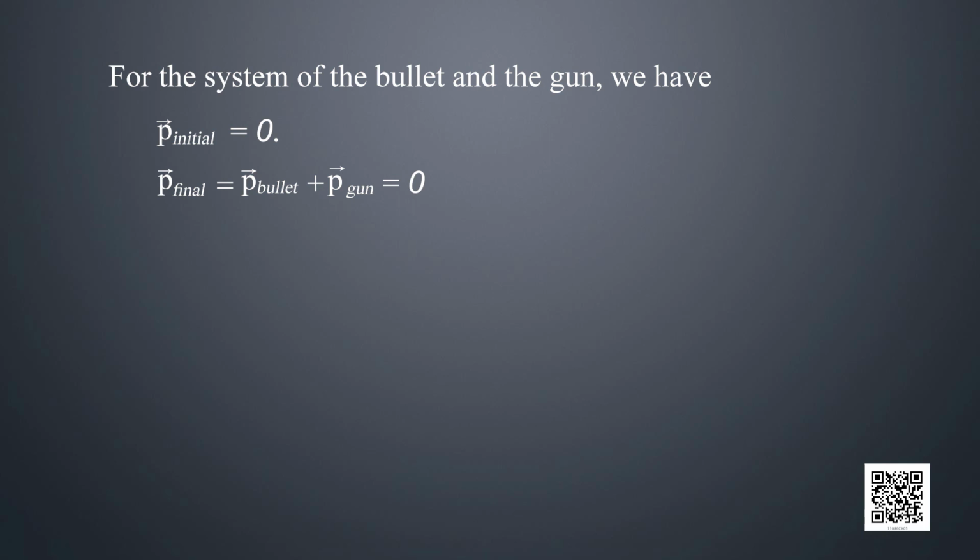Therefore, P final, which means the sum of the final momenta of the bullet and the gun, P bullet plus P gun, equal to 0, or small m v, which denotes the momentum of the bullet, plus capital M, the mass of the gun, into velocity of the gun. The momenta add up to 0, which gives velocity of gun as minus small m, that is mass of bullet, divided by mass of the gun, into velocity of the bullet. Hence, we get velocity of the gun far less than velocity of the bullet.